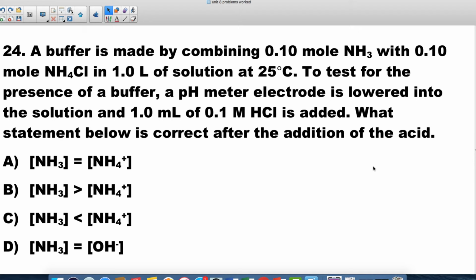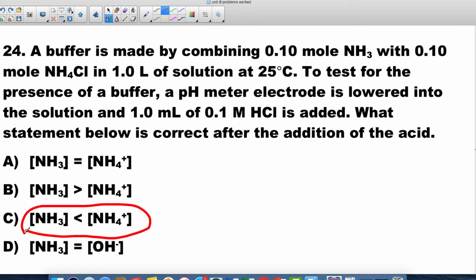When acid is added, what will happen? Well, some of the NH3 will absorb the hydrogen ion and turn into NH4. So at that point, the NH4 is going to be in a greater concentration, and the NH3 is going to be less concentrated. In that case, the amount of NH4 is going to be greater than the amount of NH3.